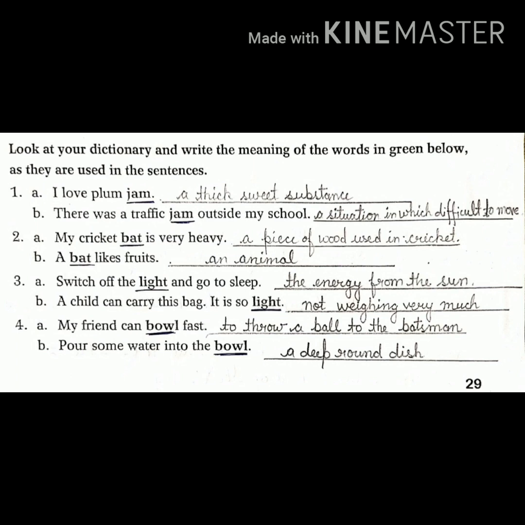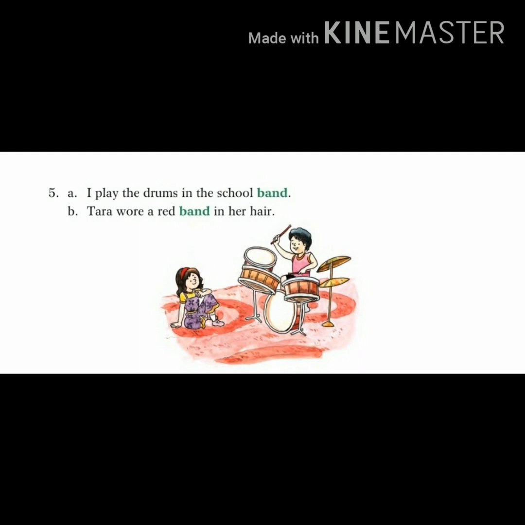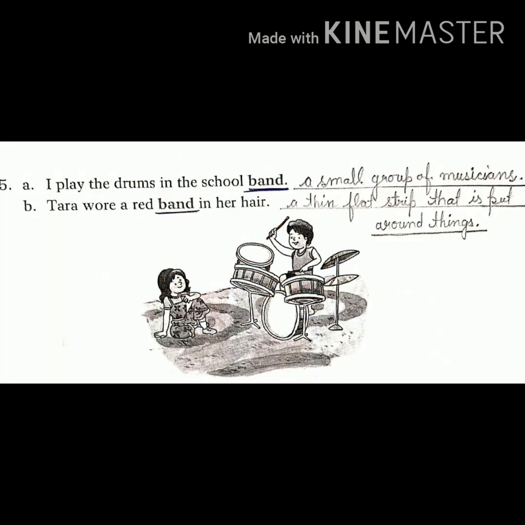Fourth A, my friend can bowl fast. Here bowl means to throw a ball to the batsman. B, pour some water into the bowl. Here bowl means a deep round dish. In Hindi you can say katori. Children, now just turn the page. Now fifth A, I play the drums in the school band. Here band means a small group of musicians. B, Tara wore a red band in her hair. Here band means a thin flat strip that is put around things.